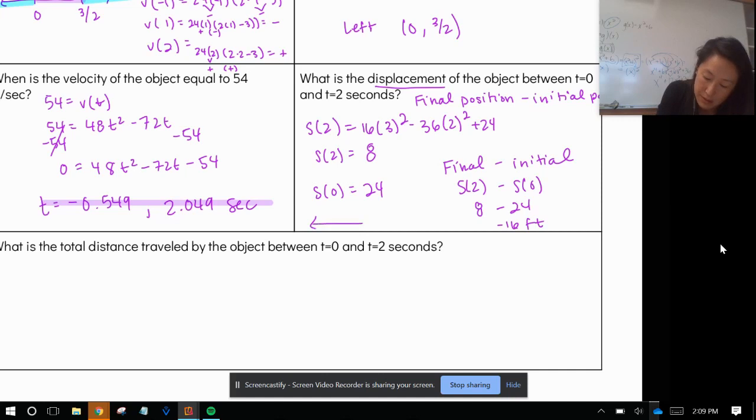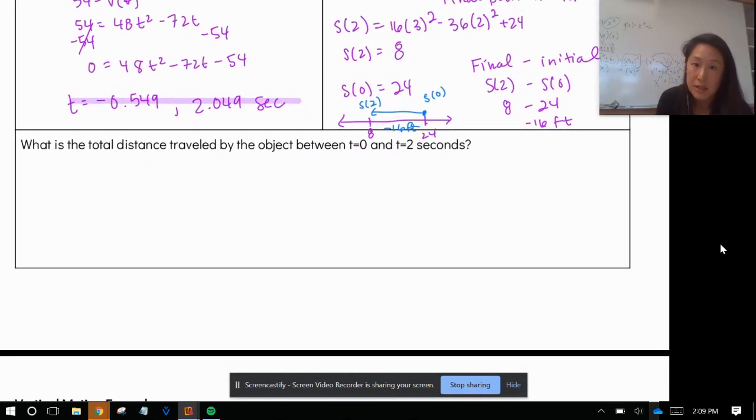So if I model this on a number line, I'm starting at 24 and I'm going to 8. So at S of 0, I'm at 24. And then at S of 2, I'm at 8. I've changed a total of 16 feet in the negative, in the left-hand direction, so it's negative. What is the total distance traveled?